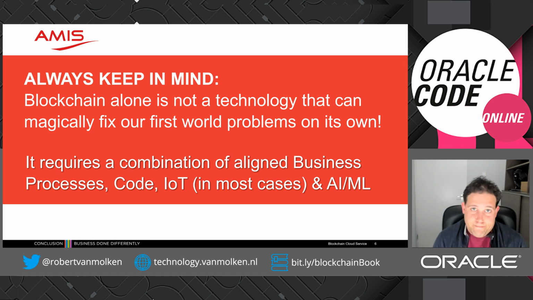Besides that, we have code. We need a smart contract to act like the backend to give access to the ledger or store information into the ledger. In most cases, we might need IoT, so to have scientific sensors registering certain values directly into the blockchain. And at the last, we might have a combination of AI and machine learning to do some complex stuff before we put something into the blockchain.